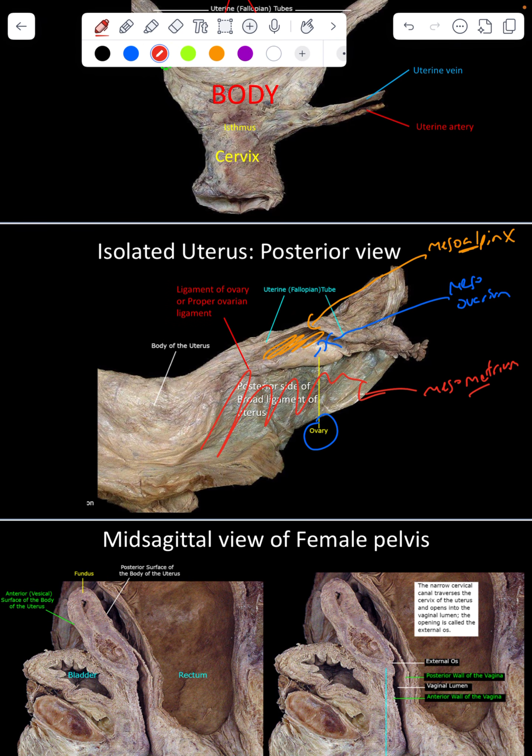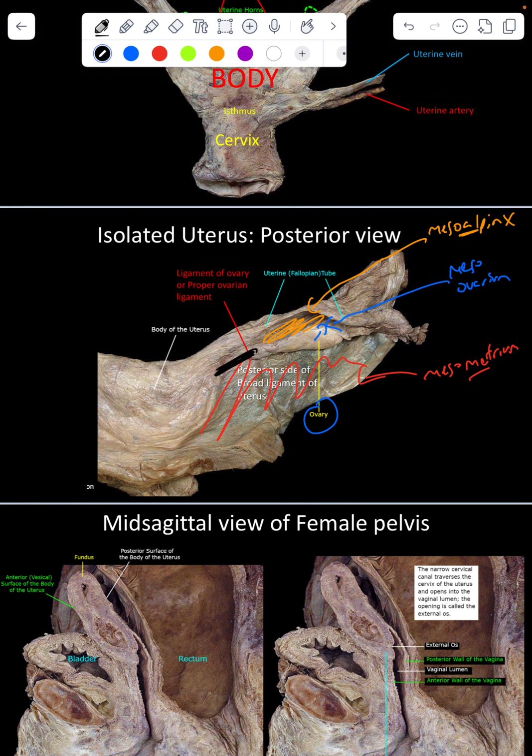And this right here is just the ligament of the ovary that attaches it from this side. Then we already saw the fallopian tubes. Fallopian tubes will always be higher than the ligament of the ovary.